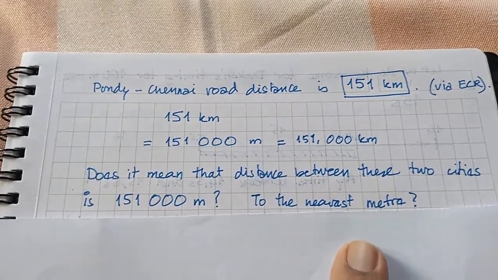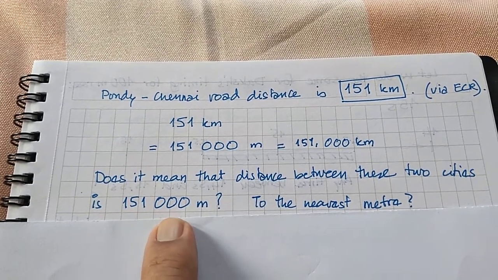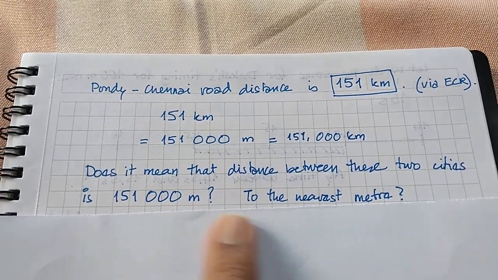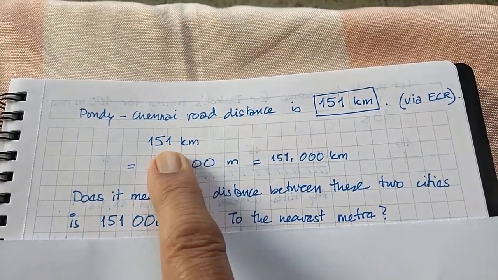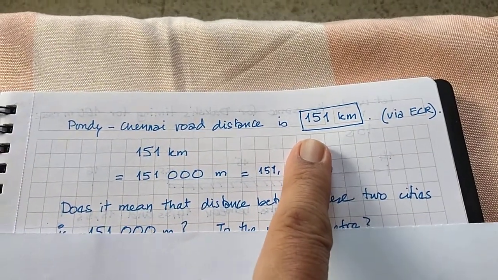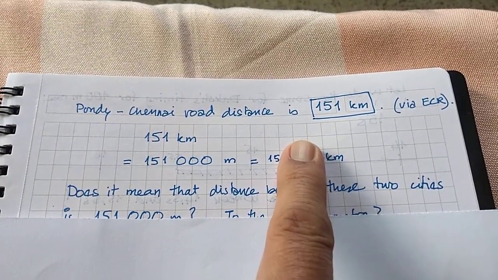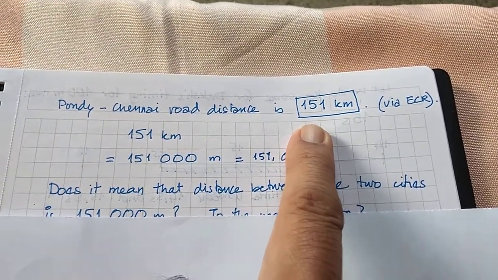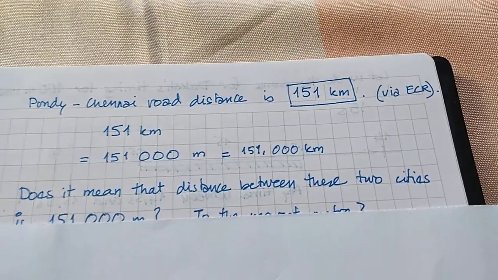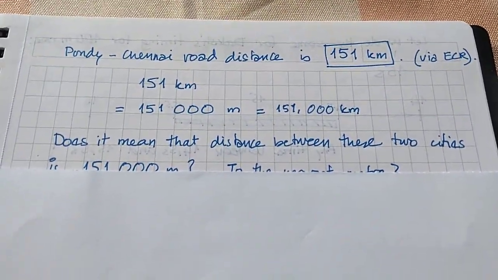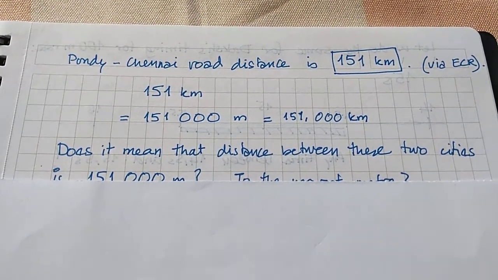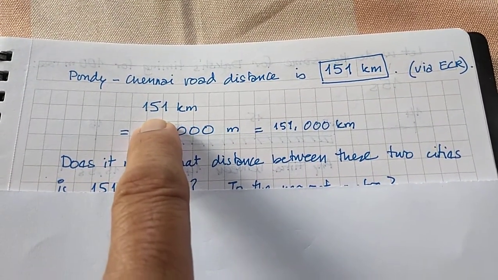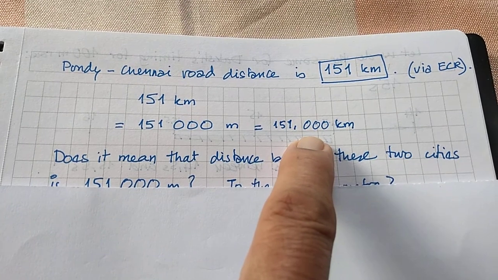To the nearest meter, that means it isn't 151,001 meters or 151,002 meters. No, obviously it isn't. When you say it is 151 kilometers, you are saying that it is essentially not 150 kilometers and not 152 kilometers. It's somewhere in between, so that's why you're saying 151 kilometers. I'll repeat that statement because that gives you a clue to the solution. Solution to what? Solution to the fact that this is not equal to this in real life when you are doing measurements.